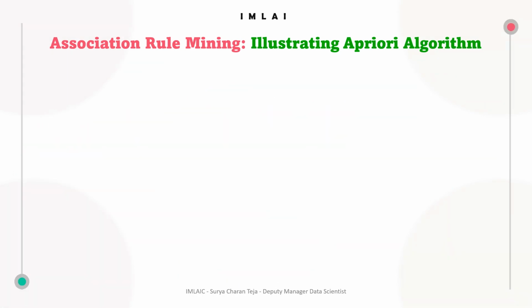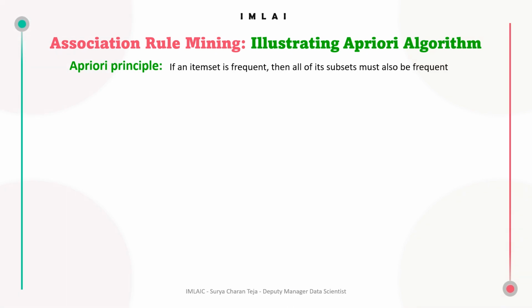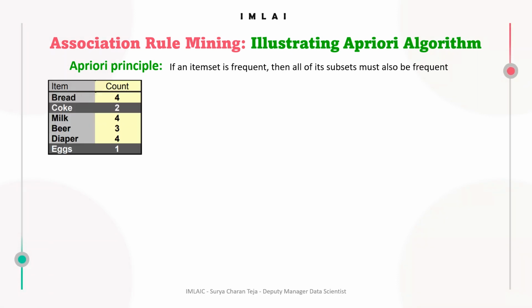Now let's see a simple example and then let's understand the step-by-step working of the Apriori algorithm to apply on a real world data set. So the Apriori principle: if an item set is frequent, then all of its subsets must also be frequent. So let's take up this data set.